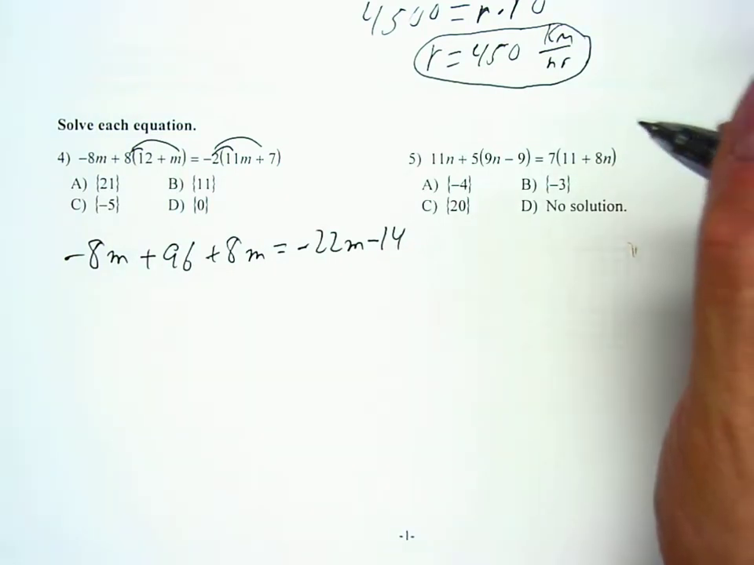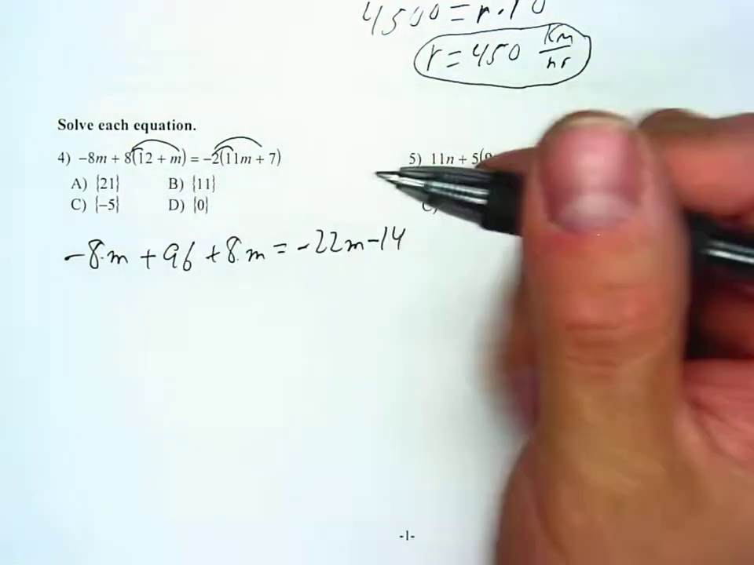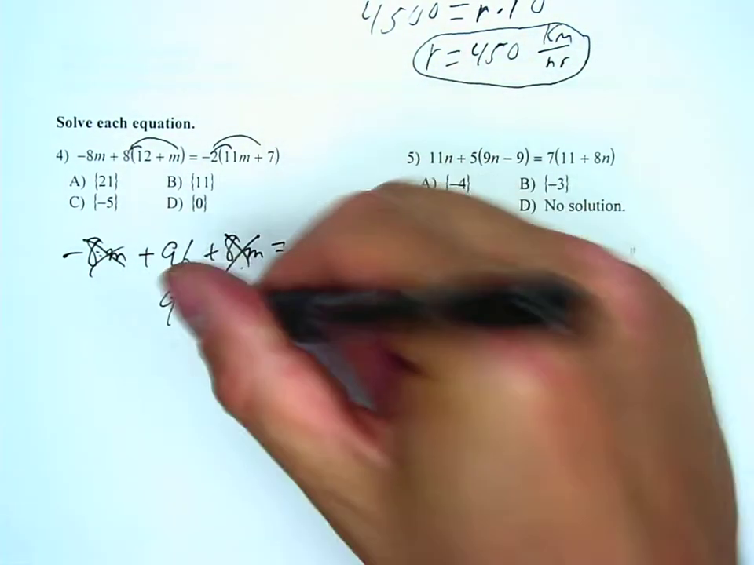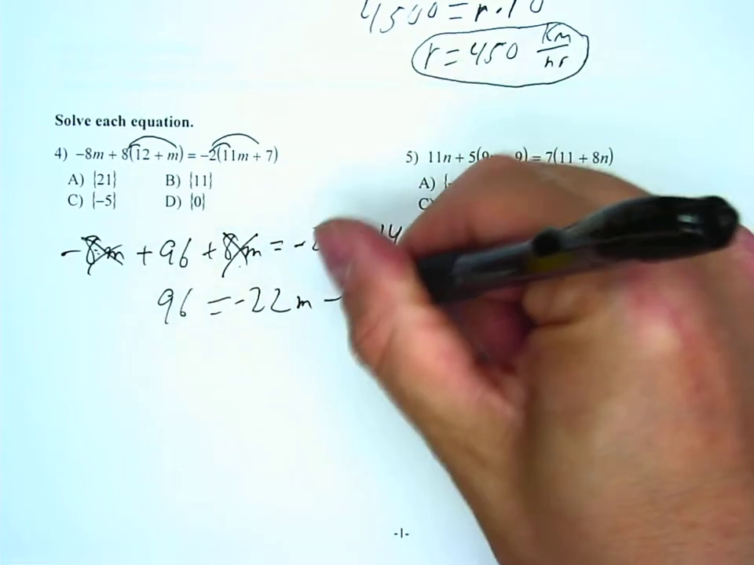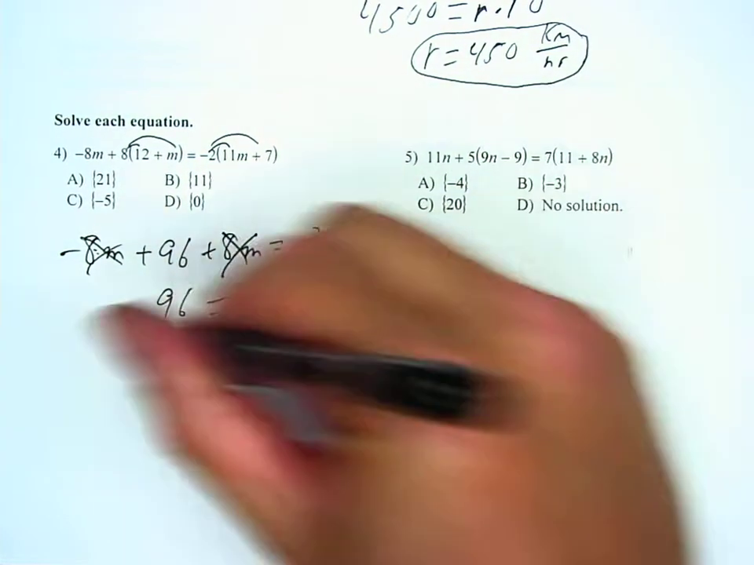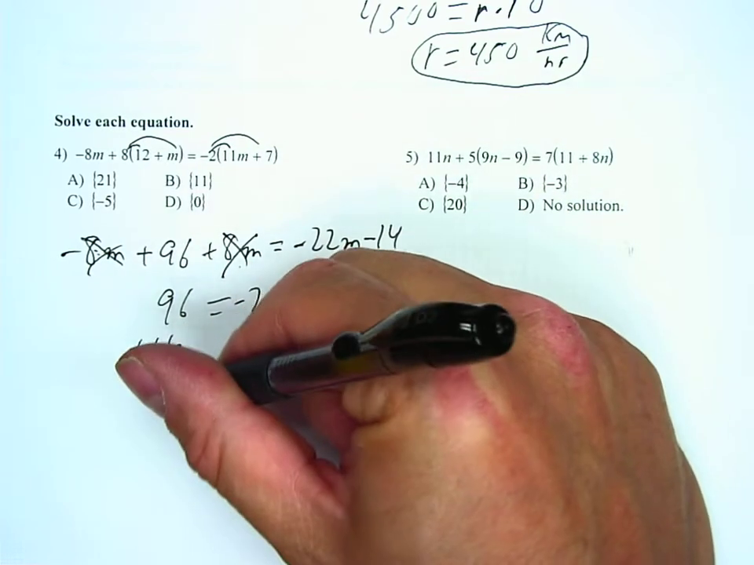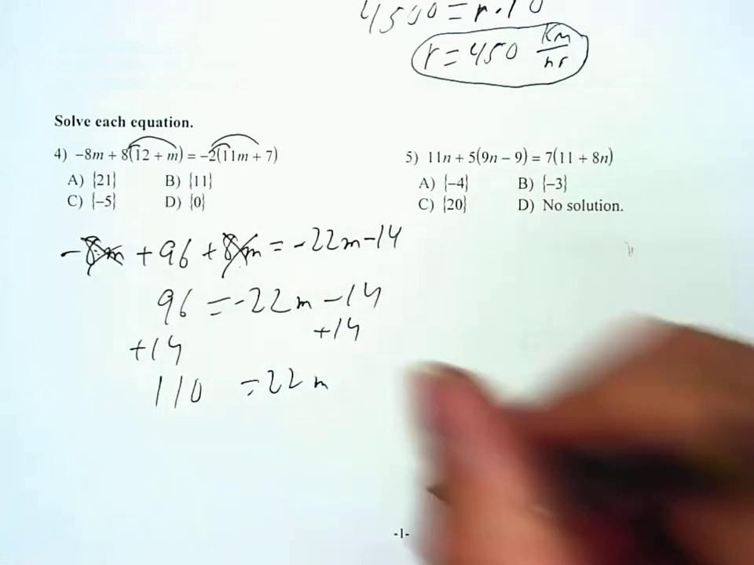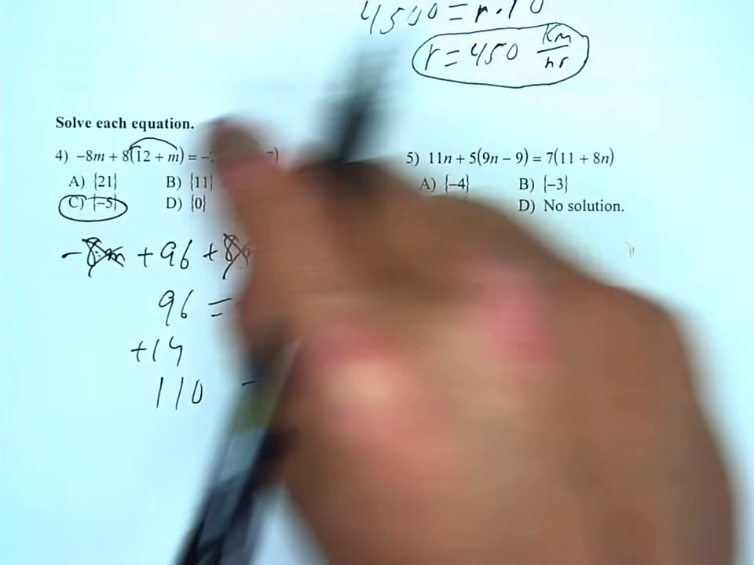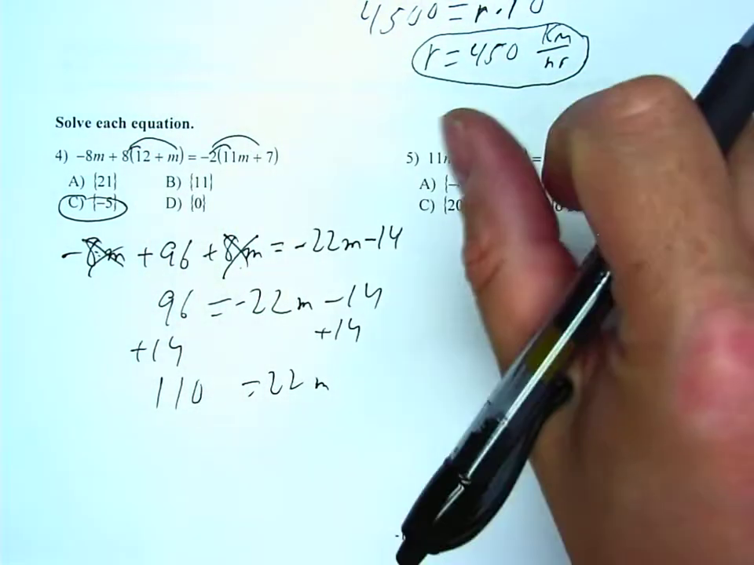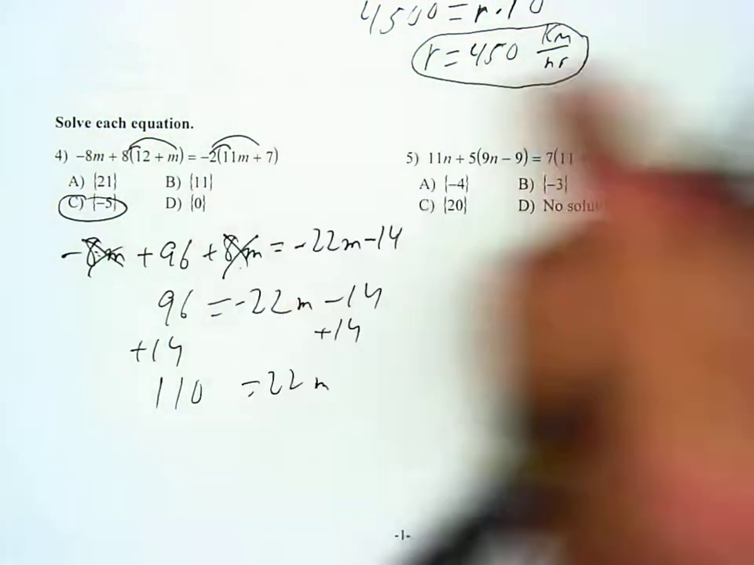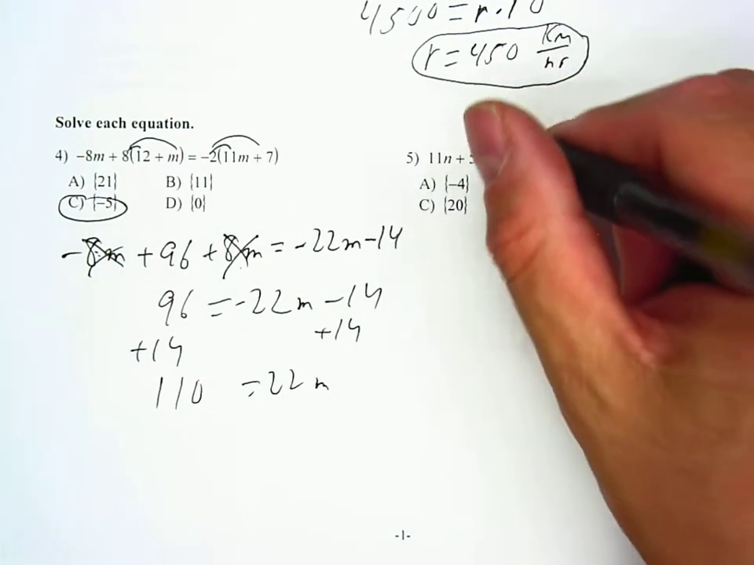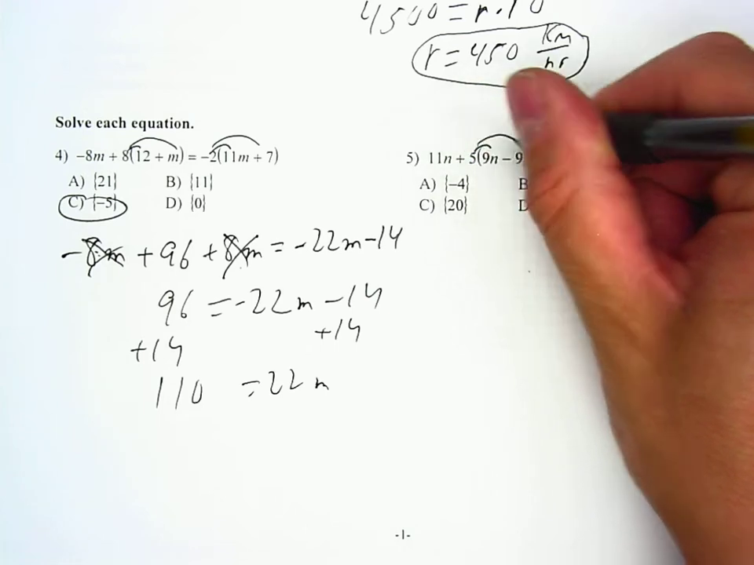All right, so the 8m's here will cancel or reduce because positive 8m minus negative 8m. And then we'll have 14 plus 96, adding the 14 over to the 96 to get 110 equals negative 22m. And then we'll divide by negative 22 to get negative 5. It's very easy to check your work on these. You can plug the answer in and see if it works. That's why I want you to show your work too, so that you can verify that you actually did the question.